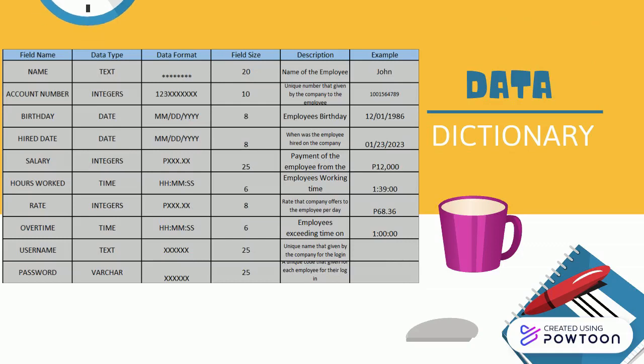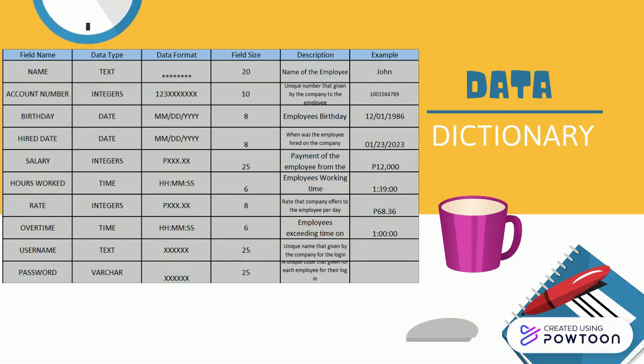Our field size here is 20, simply because we don't know how long their name is, especially their surname. Maybe they have an extension name. And for the description, simply the name of the employee, the name of the one who is employed by the company. And for example, John Bautista.